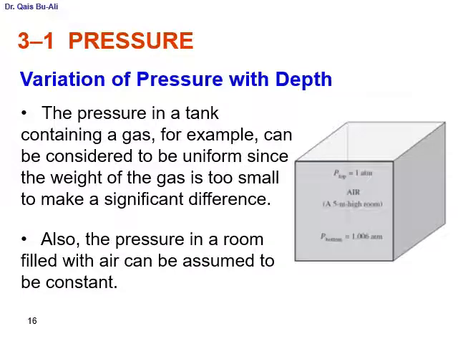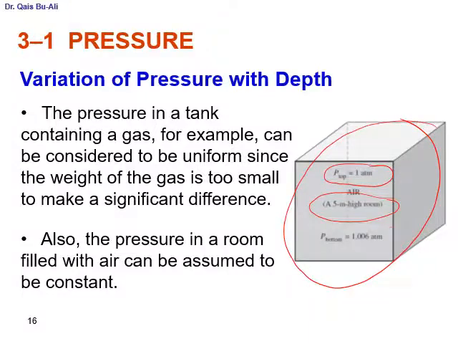To answer it, suppose this is your room, where the pressure at the top is 1 atmosphere, the height of the room is 5 meters, and the pressure at the bottom of the room is 1.006 atmosphere. As you can see, the difference in the pressure between the top and the bottom of the room is very small. So we can say the difference in the pressure through a gas like air in this room is negligible. You can consider the pressure to be constant everywhere in the room because the density of air is very small.